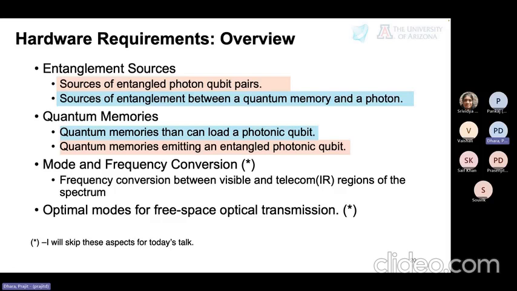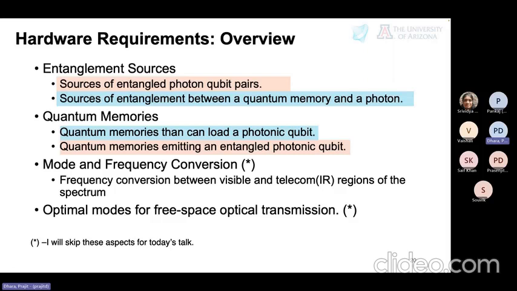Additionally, for the first step of the protocol, you need entanglement between a quantum memory and a photon. You can do this in a staggered way: you can generate photon-photon entanglement and then entangle a quantum memory, and so on. But let's say that is a subset of the first technique that we do. To have a quantum memory that can emit a photon and be entangled to it is something different than just photonic qubits being generated in an entangled fashion. In your quantum memories, you need memories that can load a photonic qubit, and again, quantum memories that emit entangled photonic qubits.